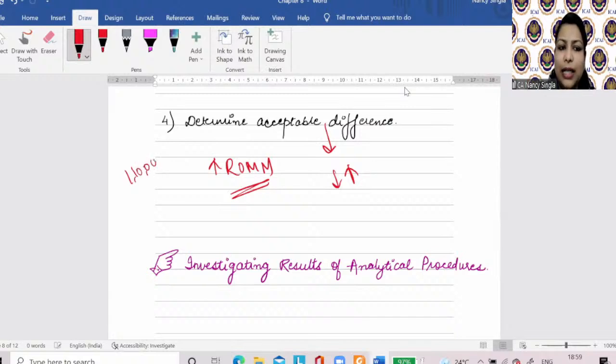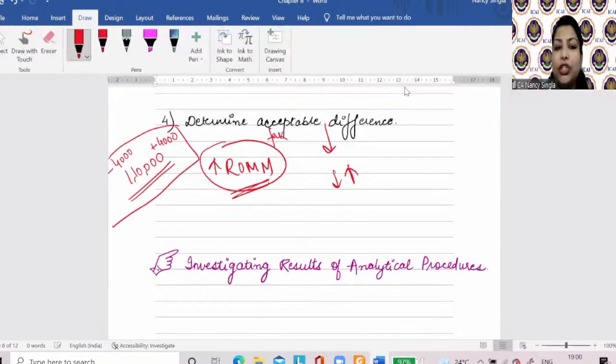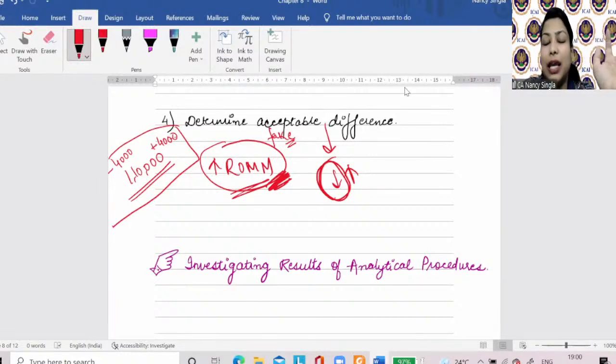that wages or salary, whatever it is, should be around 1,10,000. If it deviates by 4,000 plus or minus, that is acceptable. This is my expectation which I have developed in point number 3. Now I feel that inside this there can be a lot of fake employees. There is a risk of material misstatement. So will I keep this as 4,000, or will I try to reduce it, or increase it? I will keep it very low, because there is a risk of material misstatement, whether on account of fraud or error. So I will not accept a difference greater than this.